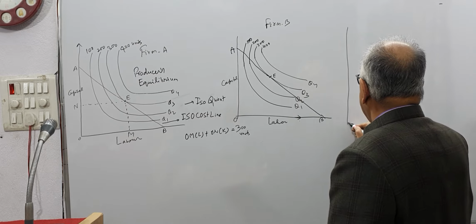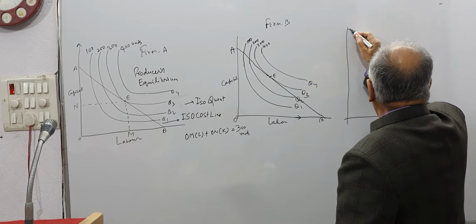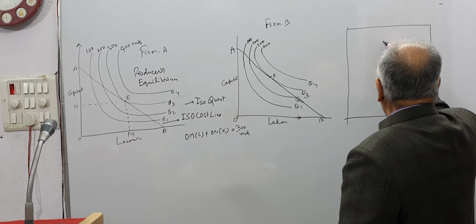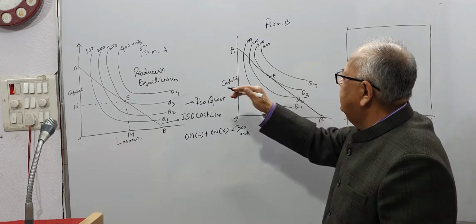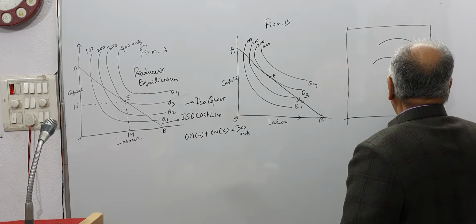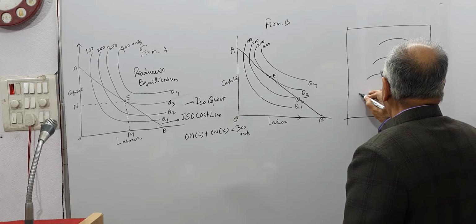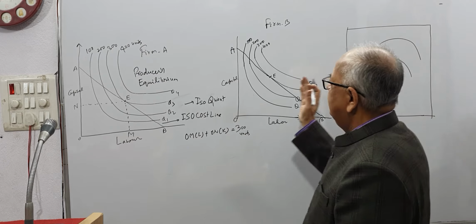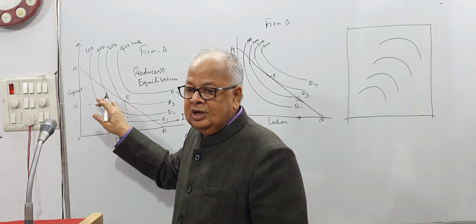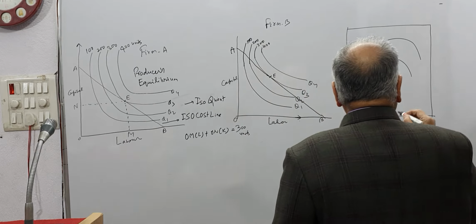And a box will be constructed. A box will be constructed, and this box will go 180 degree. This will be like this. And if it turn into this, then this position will be like this.